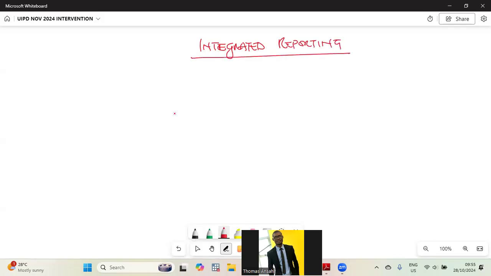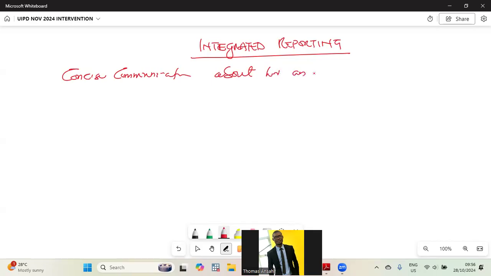Now, I've already said that integrated reporting has become equated to sustainability, because now sustainability is compulsory. So integrated reporting simply is about you having to communicate. It is a concise, specific communication about how an entity creates value.